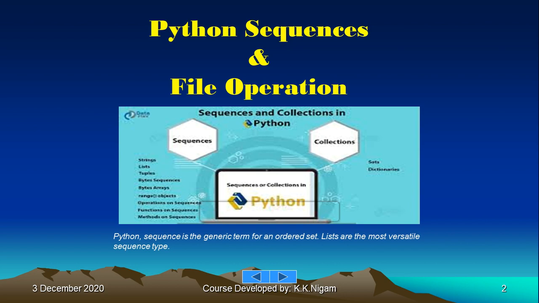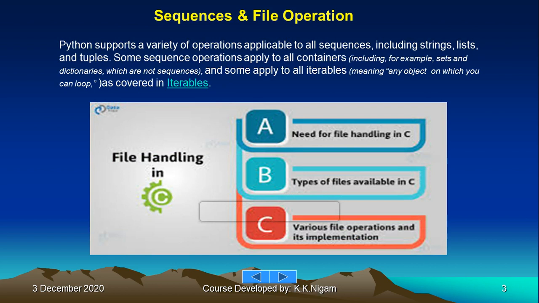So Python sequence is the generic term, as we have seen earlier also, and for an ordered set, list are the most versatile sequence type. Now Python supports a variety of operations applicable to all sequences, including strings, lists and tuples. We have learned list, tuples, etc. in the earlier tutorials. The same we are now trying to understand in a little more detail.